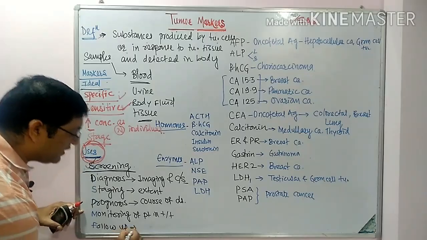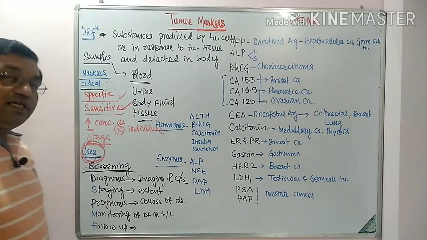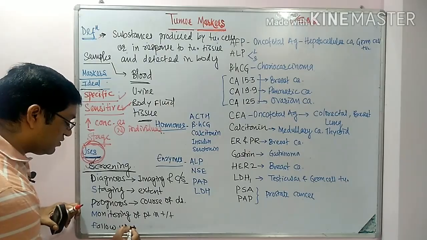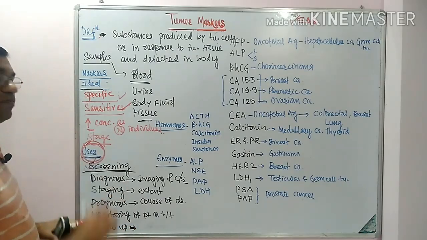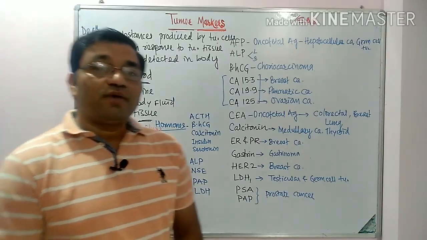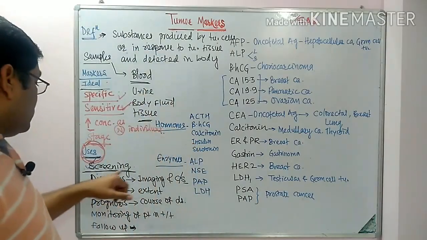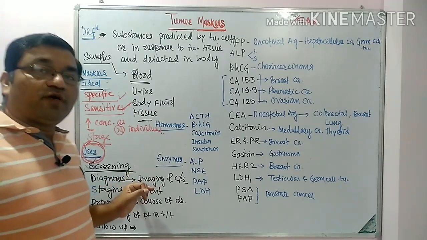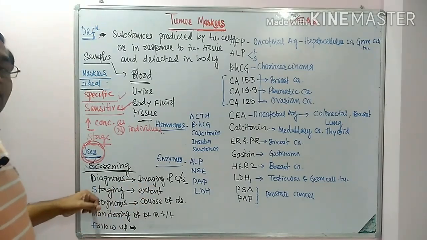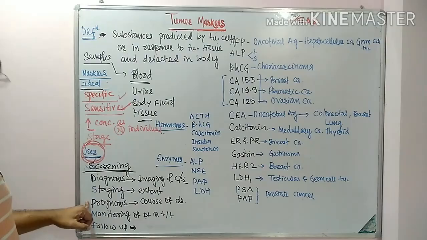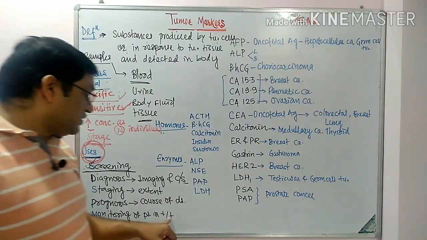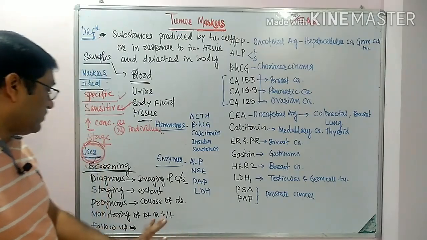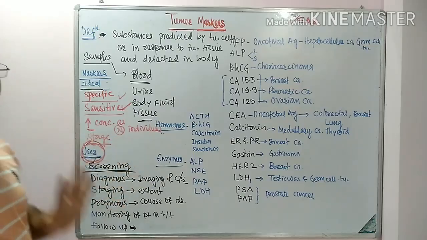Once your treatment is done, regular checkups are done for the follow-up of the patient, and tumor markers help in the follow-up of the patient. So in this way, tumor markers help in screening of the population, diagnosis and confirmation of the disease, staging of the cancer, prognosis of the disease, monitoring of the patient during treatment, and regular follow-up of the patient. These are the uses of tumor markers.